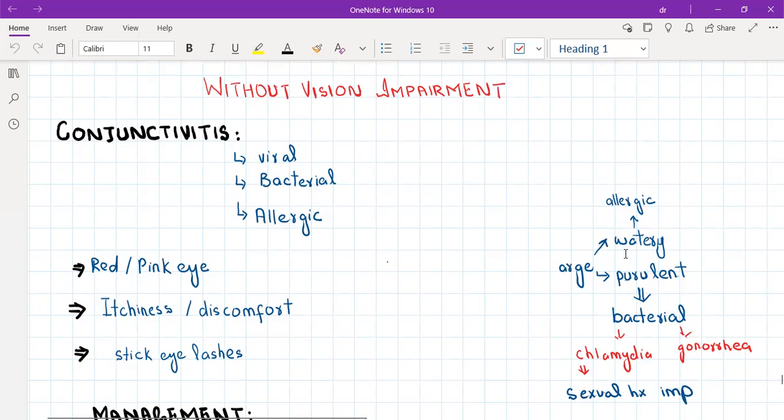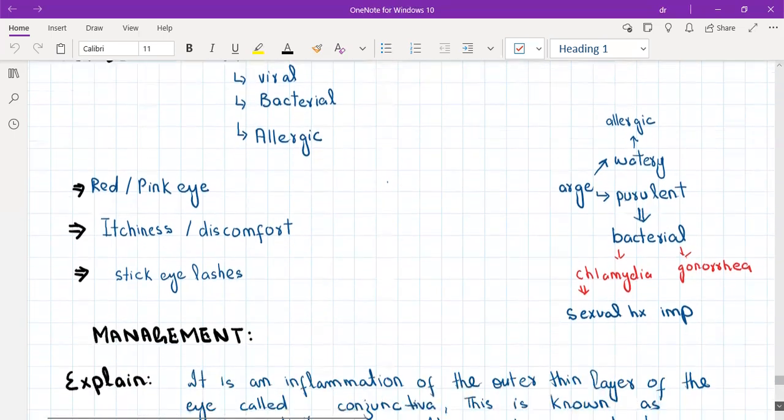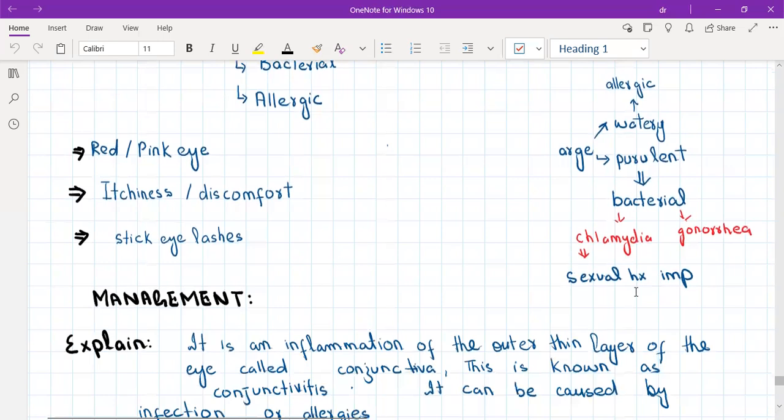So it's usually watery in cases of allergic conjunctivitis or viral conjunctivitis. Viral conjunctivitis is the one that occurs with common cold. There is watering of the eye. So allergic or viral conjunctivitis will have watery discharge. And in case of bacterial conjunctivitis, we will have purulent discharge. So purulent discharge means bacterial conjunctivitis, and mostly the bacteria are either chlamydia or gonorrhea. And these are basically sexually transmitted infections. So if you have conjunctivitis with purulent discharge, sexual history is really very important.